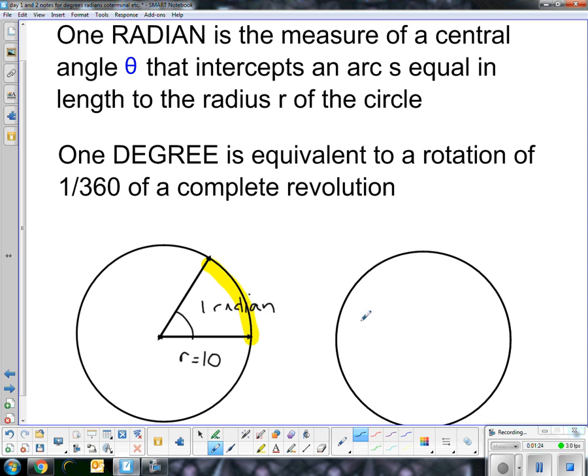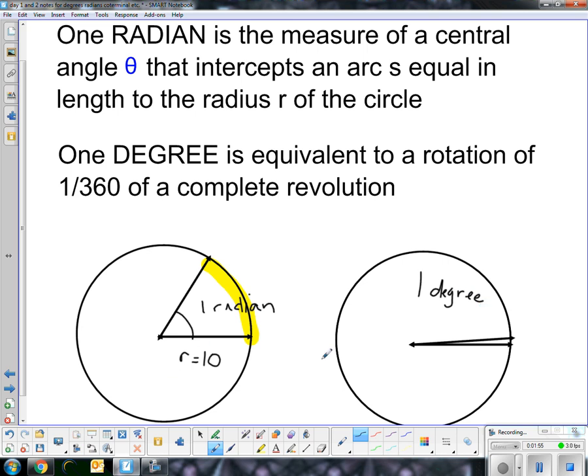You're pretty used to doing it with degrees. If I asked you to show me a rotation of 1 degree, then anywhere that you start on your circle, it would be a very small amount. It would be really, really small, because it would be 1/360th of the circle. So this would be 1 degree.